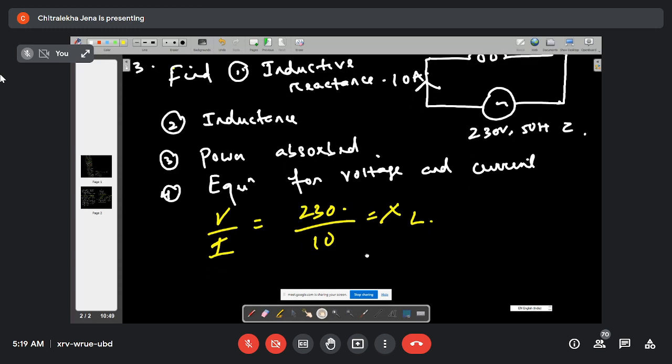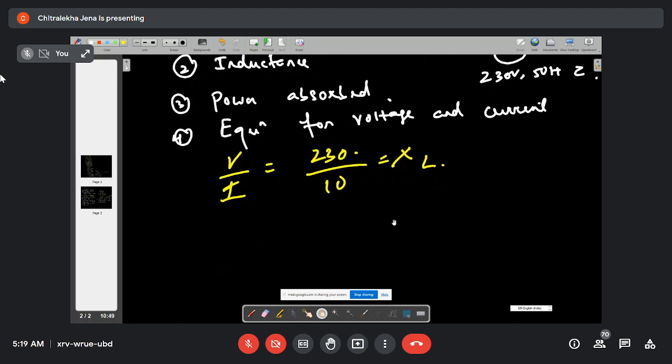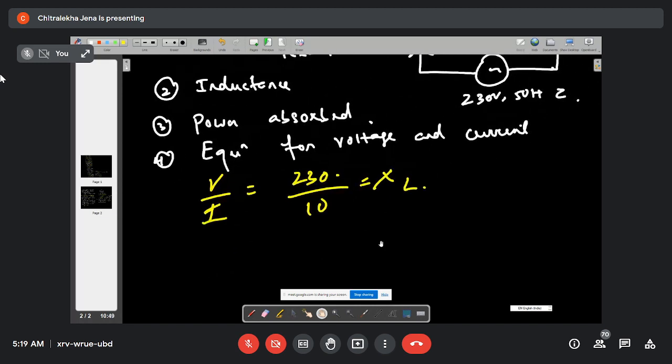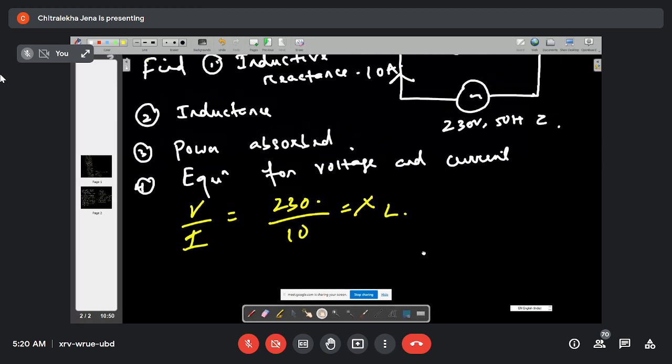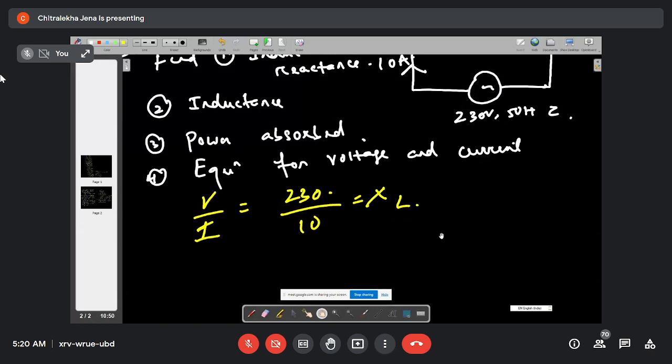Who has understood, all of you? All of you got it or not? Yes, ma'am. So 230 divided by 10. Pallavi, you understood? Pallavi is there. Okay. So V divided by I is 230 divided by 10. That is your XL.